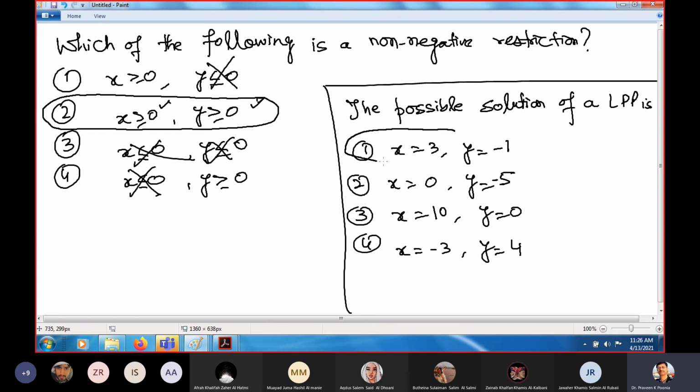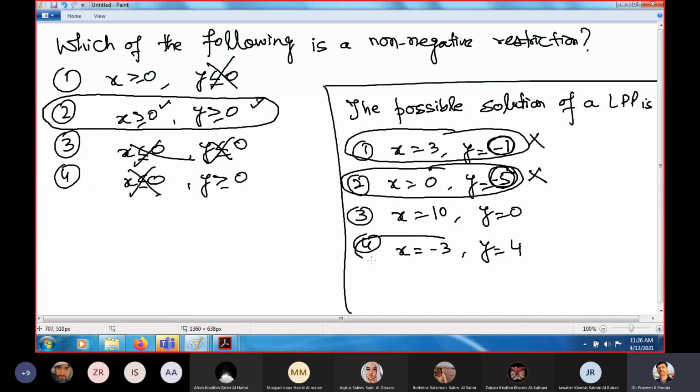Is this solution possible? No, because a negative value is not possible. Is this solution possible? No, because a negative value is not possible. This is the only possible solution because y may be 0 or greater than 0. So y is 0, x is equal to 10. This is the only possible solution.